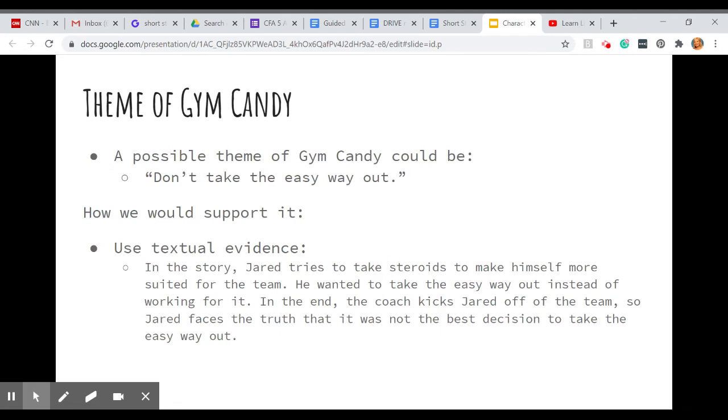Okay, so like Gym Candy, that was one that we looked at last week. You may or may not have read it. You just had to read 2 out of the 4, but a possible theme of Gym Candy would be don't take the easy way out. Okay, Jared turned to steroids because he was trying to bulk up so he could make the football team. And instead of working out the proper way, he turned to taking illegal steroids. We can support that would be a theme because of those issues in the story, that Jared wanted to be on the team. He was trying to make varsity. He bulked up really fast. In the end, the coach ended up kicking Jared off the team because he had such an anger problem due to taking the steroids, trying to take the easy way out.